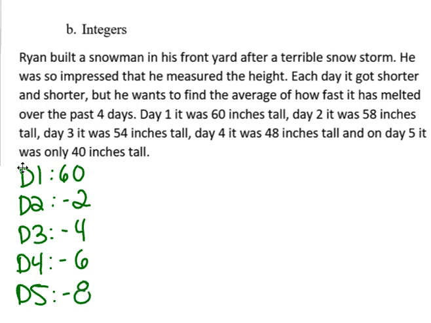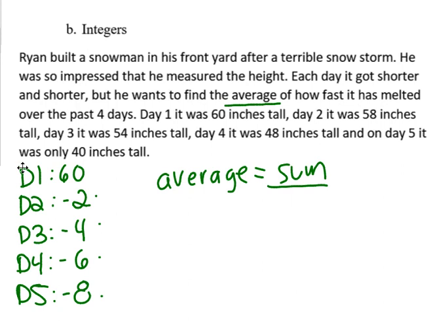So now in this problem, they're asking for the average. Find the average of how fast it has melted over the past 4 days. So we're talking about this day, this day, this day, and this day. Now an average is going to be equal to a sum divided by the total. So what we're going to do is add up the numbers for these 4 days and divide it by the total number of days.